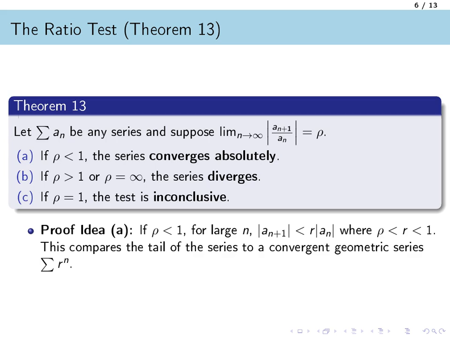The reason this works is that a rho value less than 1 implies that, eventually, the series terms are decreasing by a factor smaller than 1, behaving like a convergent geometric series. Therefore, the ratio test determines convergence by comparing the series' long-term behavior to a geometric series.